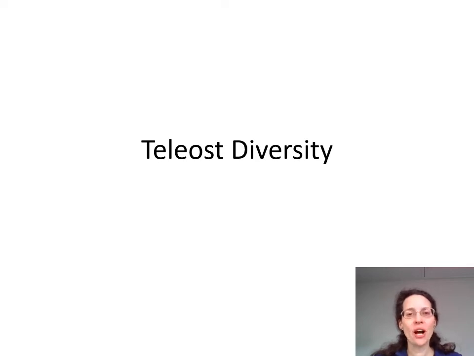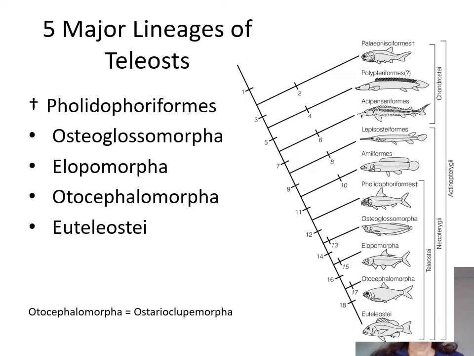Hello, today we will be talking about teleost diversity. So we have our 5 major lineages of teleosts. We mentioned them in the previous lecture, so maybe the names are a little bit more familiar to you. At least we mentioned the 4 living ones. I guess we didn't talk about the extinct one at all.